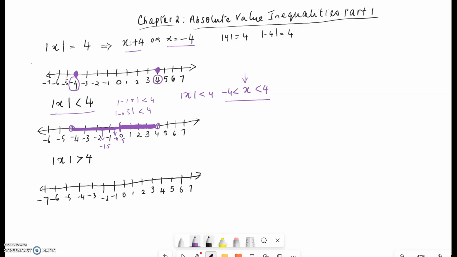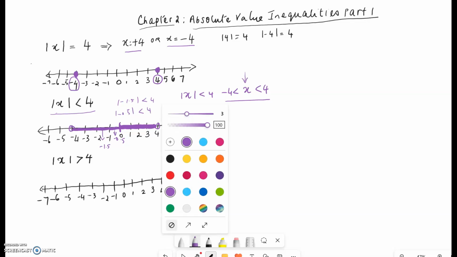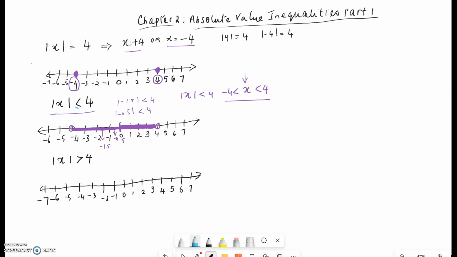Now what if I changed the less than to less than or equal to? Then what's the difference? It'll be all real numbers between negative 4 and 4, but in this case, we are allowed to include 4 as well. So this would be x lies between negative 4 and positive 4.